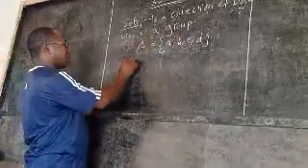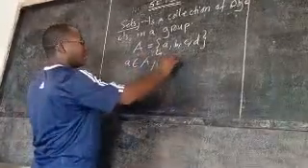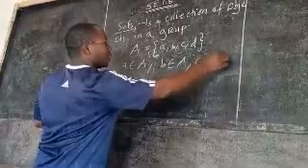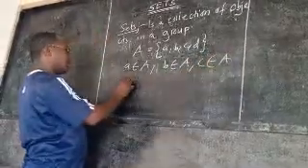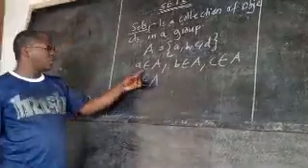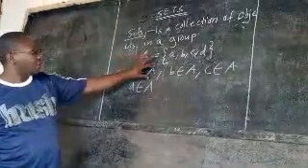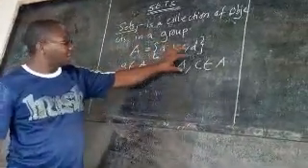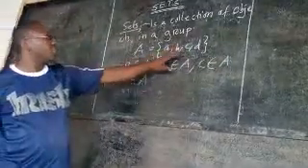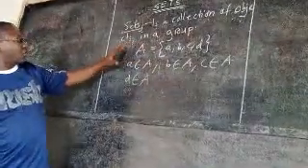So a is a member of set A. Then b is a member of set A. Then c is a member of set A. And d is a member of set A. This symbol means a is a member of set A. So a belongs to A, b belongs to A, c belongs to A, and d belongs to A. So a, b, c, and d are elements of set A. So this is a set.